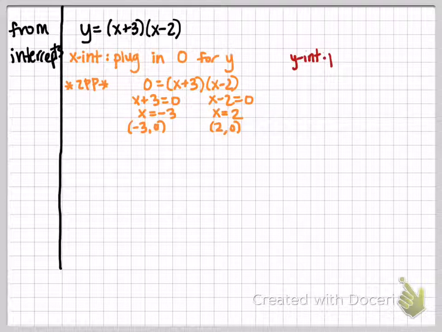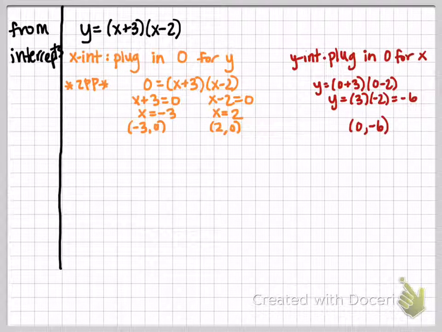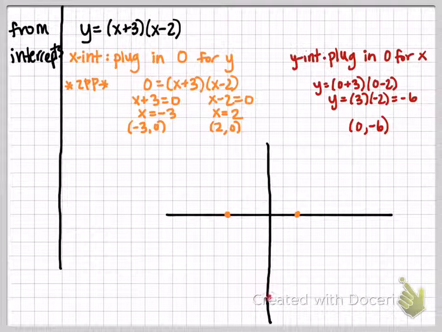Now we're going to find the y-intercept. And remember, to find a y-intercept, we plug in 0 for x. So this is going to be a little easier. We plug in 0 for x, and then we just have y equals 0 plus 3 times 0 minus 2. And so that is y equals 3 times -2, which is -6. So that is our y-intercept. And so if this feels easier than a table, that's great. You can do this. And we're actually going to graph our parabola just from those 3 points. So let's make a graph.